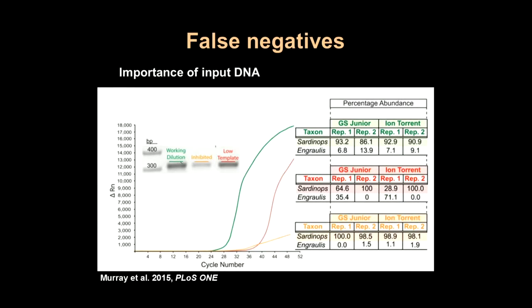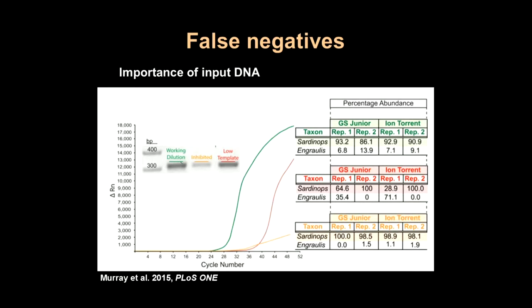For those of you not familiar, this is a qPCR trace, and you're seeing the amplification of DNA through time, through cycle number. This is a pretty healthy trace, a good working dilution in green. If you don't have enough input DNA in your reaction, you can see that the cycle where it takes off is pushed back, and you get less available DNA.